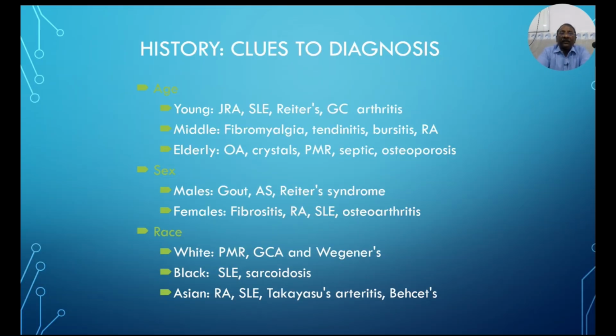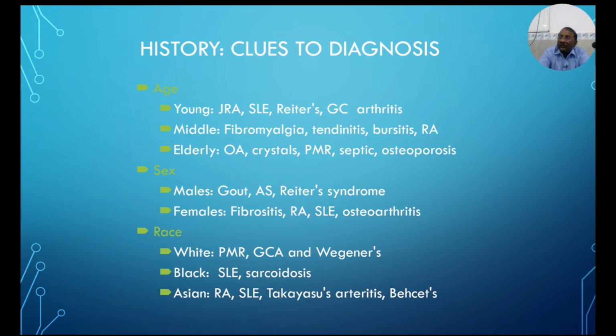As for the history, clues to the diagnosis are age-wise, gender-wise and race-wise. In the age, if the person is young, you think of JRA, that is juvenile rheumatoid arthritis. In a young female, it could be lupus. When they are sexually active, gonococcal arthritis. So these are the diseases you can think of in young individuals.